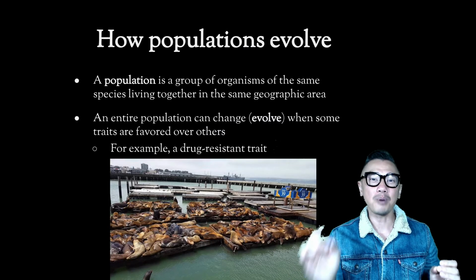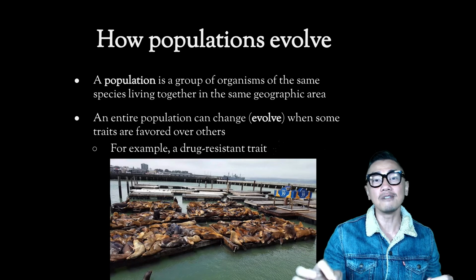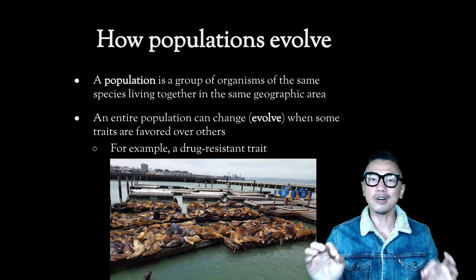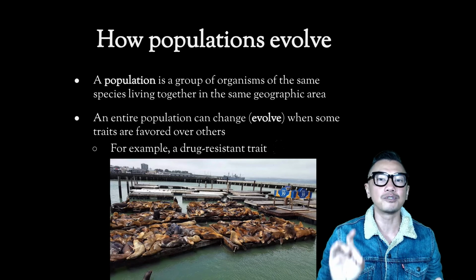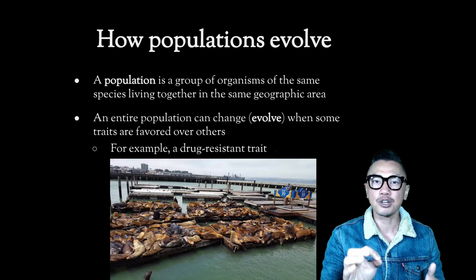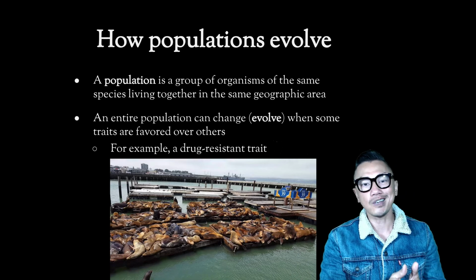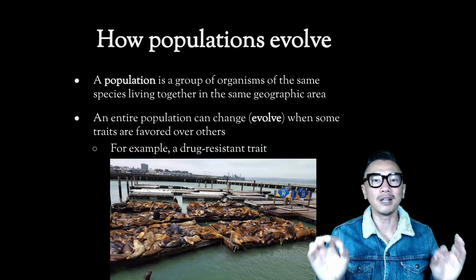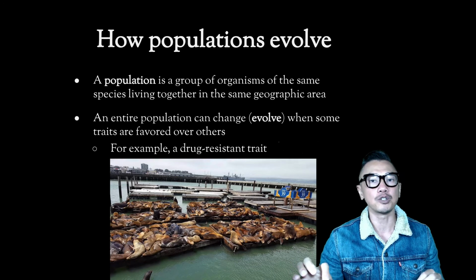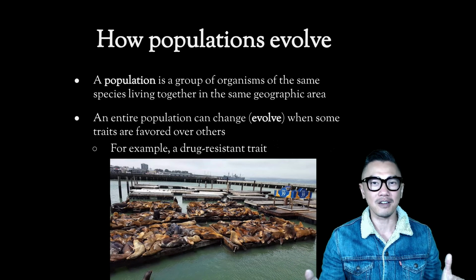Evolution focuses on populations over individuals. A population is a group of organisms of the same species living together in the same geographic area. It's important to understand that individuals themselves do not evolve. Populations do. An entire population can change or evolve when some traits are favored over others. For example, a drug-resistant trait will allow populations of bacteria that have it to survive while other populations perish. The photo on this slide shows the sea lion population of San Francisco.